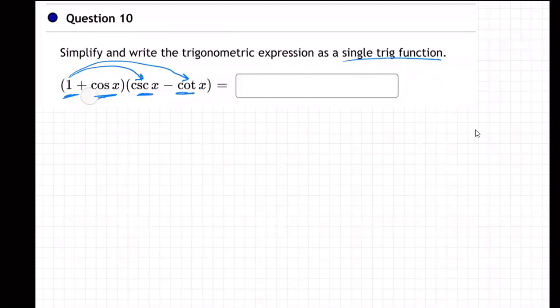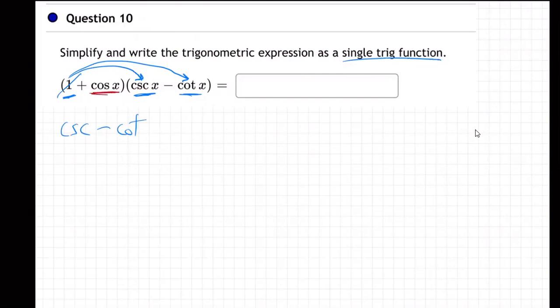Well, you just take turns. You just say, okay, this first one is going to multiply both of these. And then when he's done, then the other one will go. So 1 times cosecant is just cosecant. I'm not going to write the x's. 1 times cotangent, he's done. That 1 multiplied the cosecant and the cotangent, he's done.